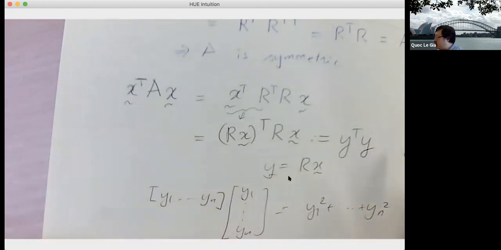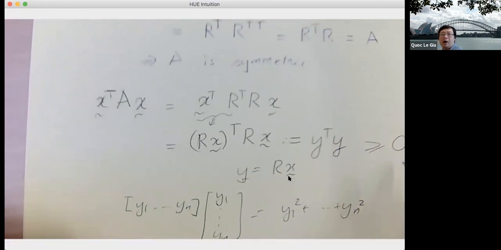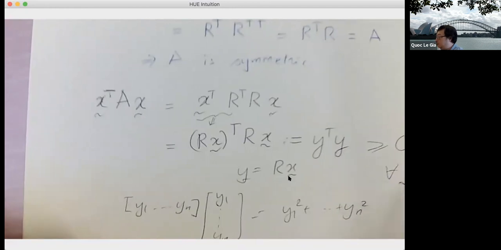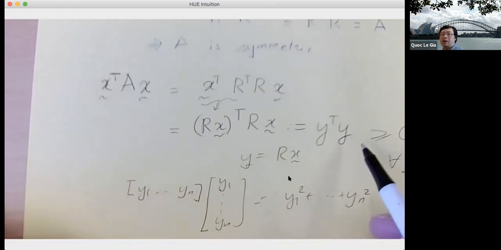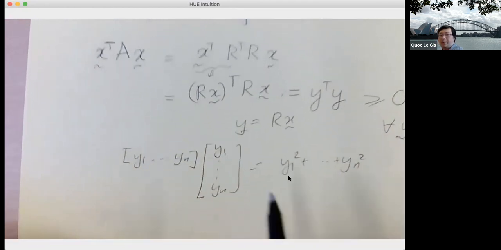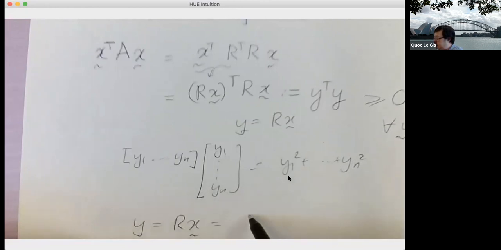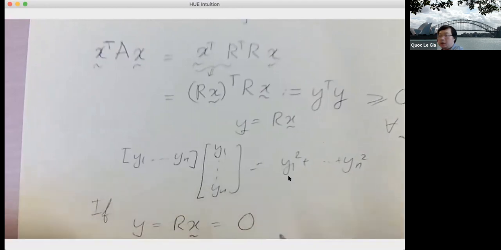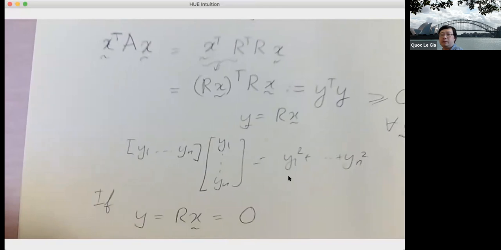This is definitely greater than or equal to 0 for all vectors y. But what I want is strictly greater than 0 for non-zero y, so I want one more step. What happens if y equals Rx equals 0? My claim is that x has to be equal to 0.